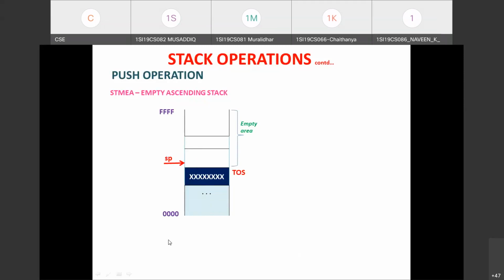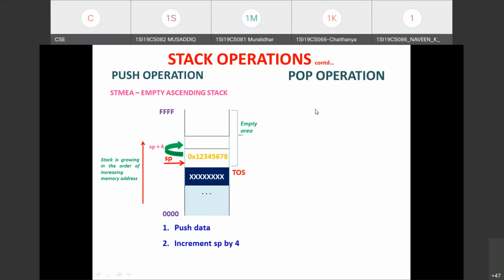Now we need to perform the push operation. Since it is an ascending stack, the stack grows in the order of increasing memory address, from a lower address to a higher address. SP is already pointing to the location where the data is to be inserted. So first we insert the data, that means we push the data to the stack wherever SP is pointing to. And since it is an ascending stack, we increment the stack pointer by 4. This is the operation performed. If it is STMEA, first push the data since it is an empty stack, then since it is an ascending stack, we increment SP by 4.